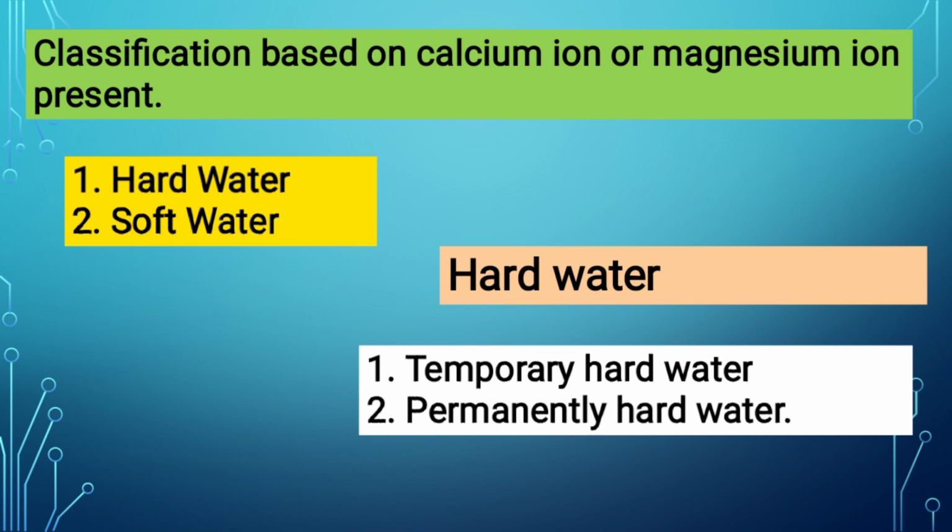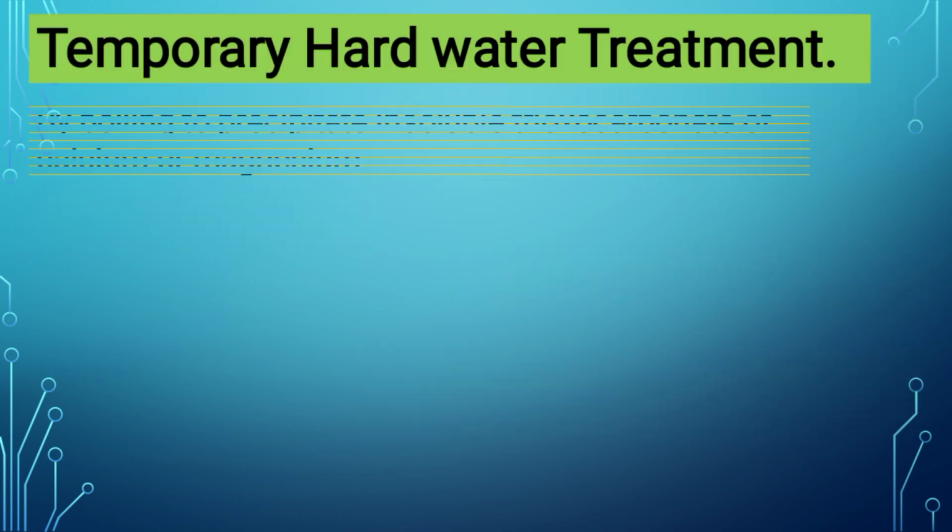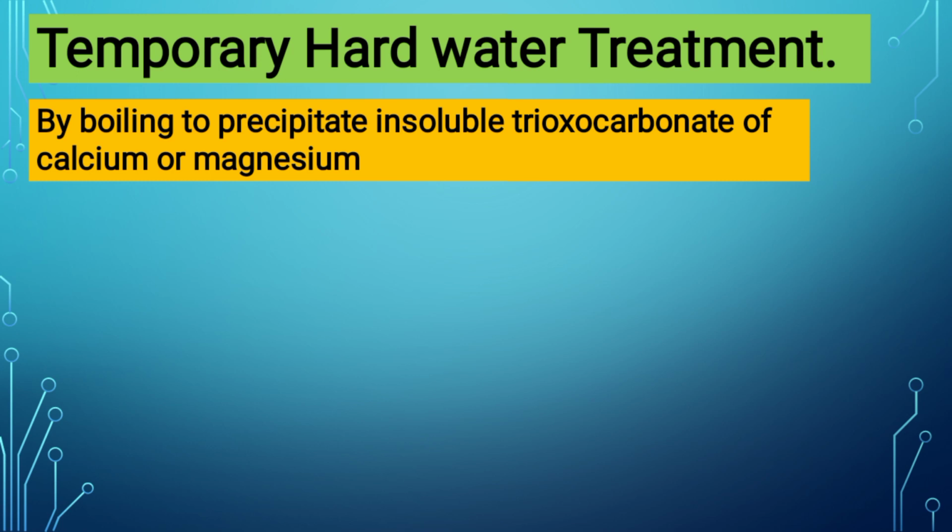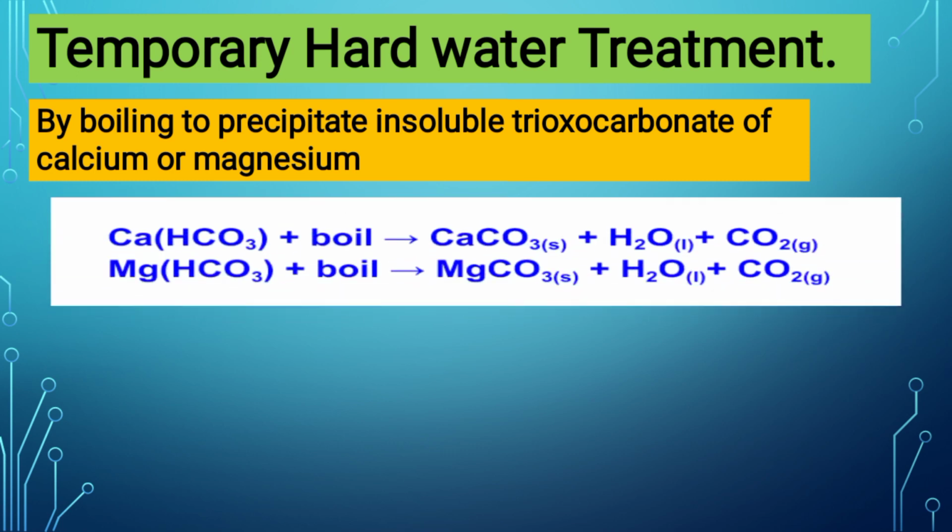For temporary hard water, to treat this, if you just boil it, it will precipitate insoluble trioxocarbonate of calcium or magnesium. I would like you to see how the equation looks. If you look at Ca(HCO3)2 plus boil, actually this is supposed to be aqueous. Then the other one is going to give us solid. Solid means that it forms a precipitate. So you need to put it in your hand.